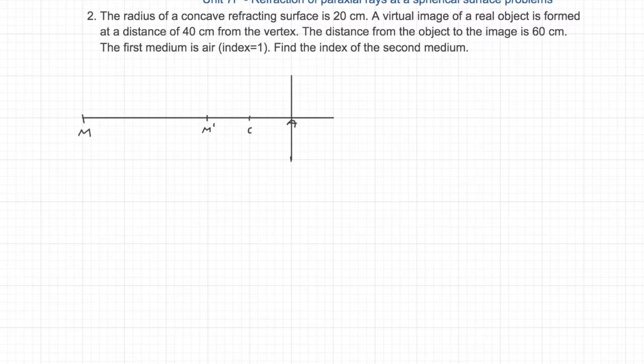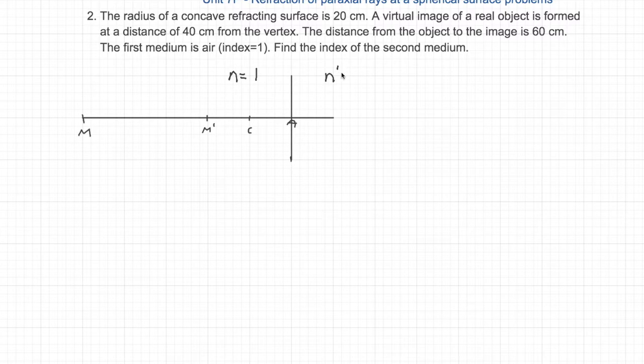Question 2, the radius of a concave refracting surface is 20 centimeters. A virtual image of a real object is formed at a distance of 40 centimeters from the vertex. The distance from the object to the image is 60 centimeters. The first medium is air. Find the index of the second medium.